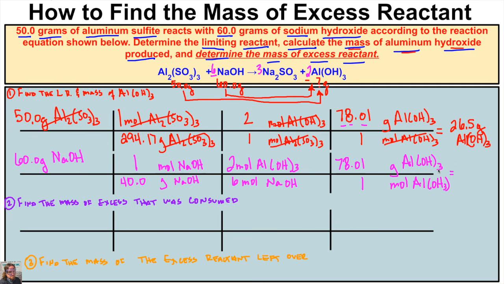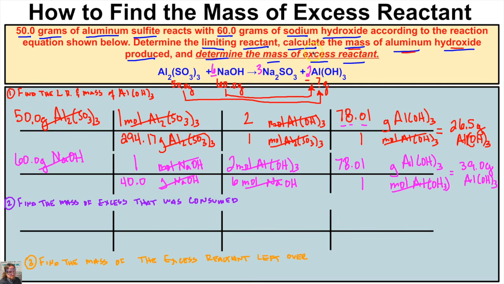60.0 divided by 40.0 times 2 divided by 6 times 78.01, and we'll end up with 39.0 grams of aluminum hydroxide. As we see here, moles of aluminum hydroxide on top and bottom cancel. Moles of sodium hydroxide on top and bottom cancel. Grams of sodium hydroxide on top and bottom cancel, leaving us with grams of aluminum hydroxide.